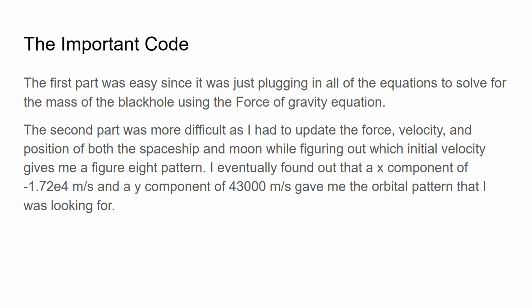The second part was more difficult as I had to update the force, velocity, and position of both the spaceship and moon while figuring out which initial velocity gives me the figure-8 pattern. I eventually found out that an x component of negative 1.7 times 10 to the 4th meters per second and a y component of 43,000 meters per second gave me the orbital pattern I was looking for.